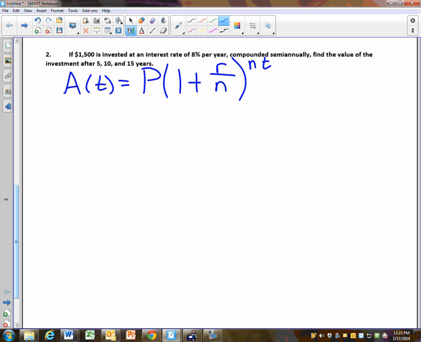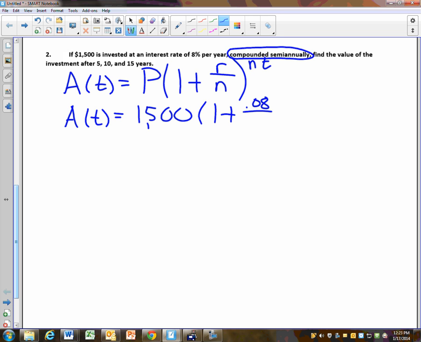We don't know the amount. That's what we're going to try to find. But we do know the principal. What's the principal in this problem? $1,500 times 1 plus, what is the current rate? 0.08, divided by? It's compounded semi-annually. How many times a year is it compounded? Twice. So we divide it by 2 and we raise it then to the 2t power.